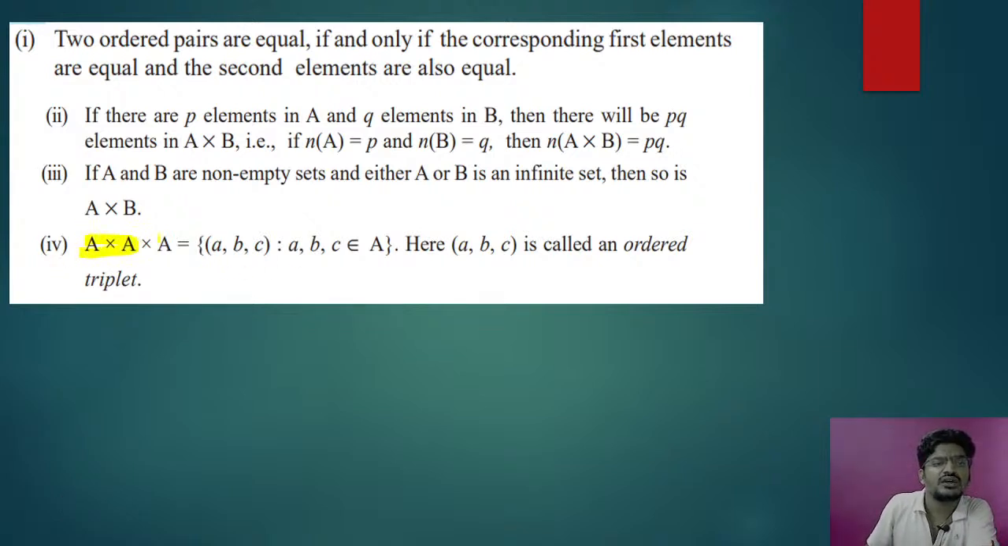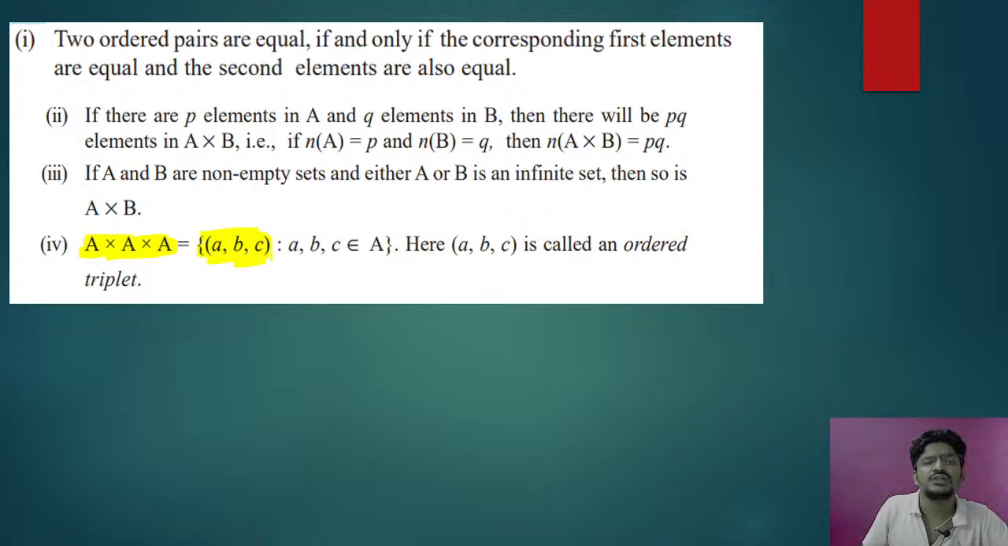A cross A cross A. That means now they are making cross product for 3 times. If they make it for 2 times, no problem, you can write ordered pairs. But if they make it for 3 times, you have to write triplets. This is called a triplet. Please remember, this is called a triplet.